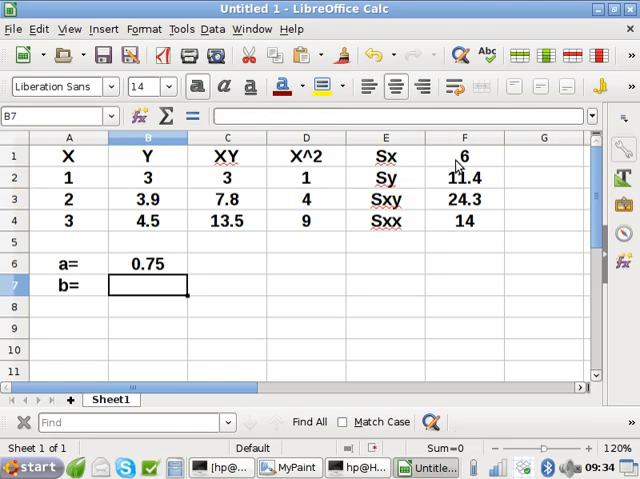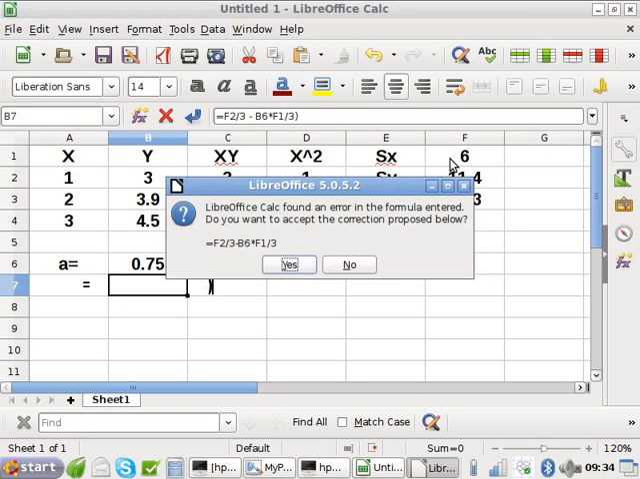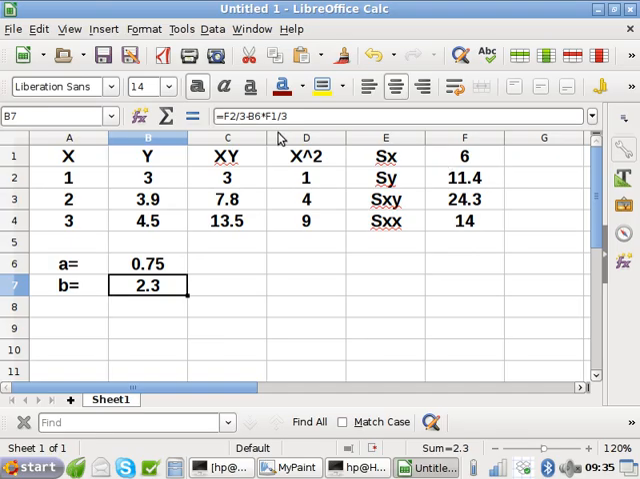And what's the formula for B? That's Sy over n minus A, which we have here previously, times Sx, which is 6 over 3. Did I get that right? 2.3 seems right. That is Sy over n minus A times Sx over n. Is that the formula? That's what I said, wasn't it?